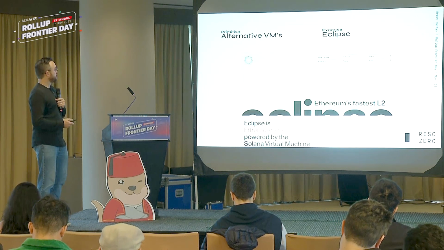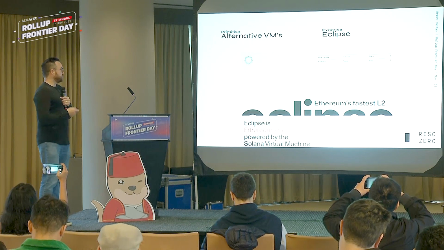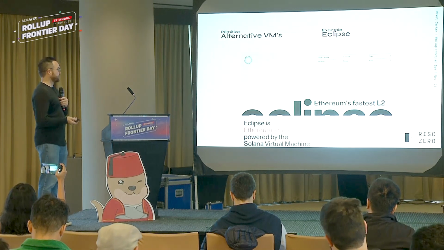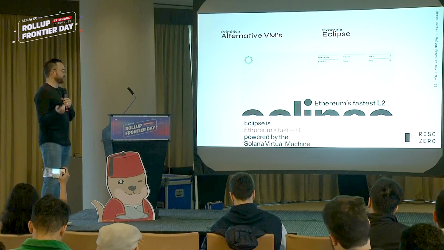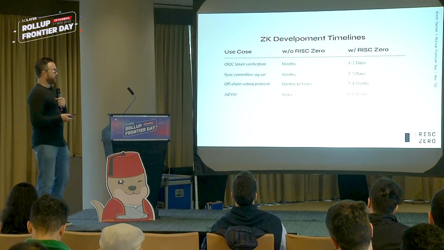OP blocks. And then you get some weird stuff that's kind of cool, which is alternative VMs. Since you have a generalized VM in us, Eclipse is running SVM inside of our VM, so the Solana virtual machine, and they're going to do a Solana rollup on top of Ethereum. How funny is that? Kind of cool.